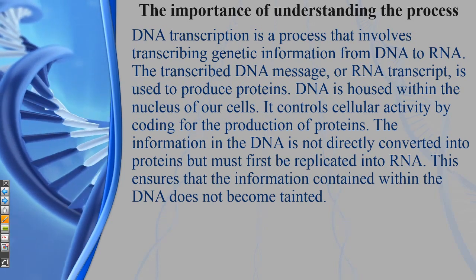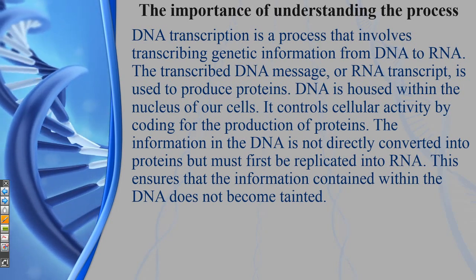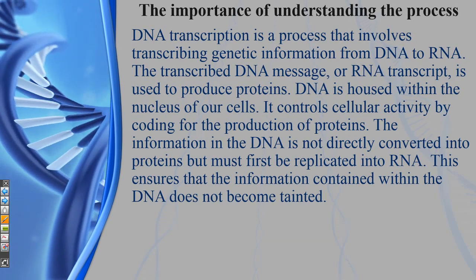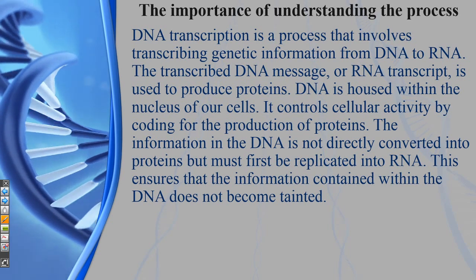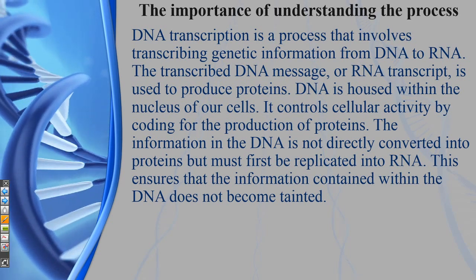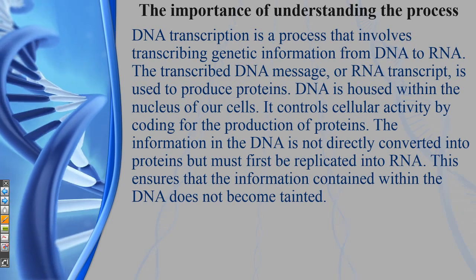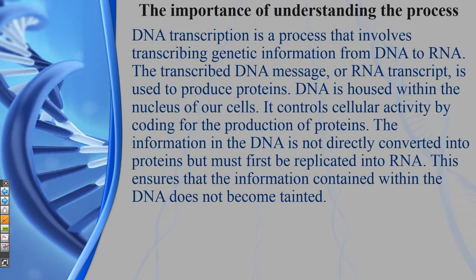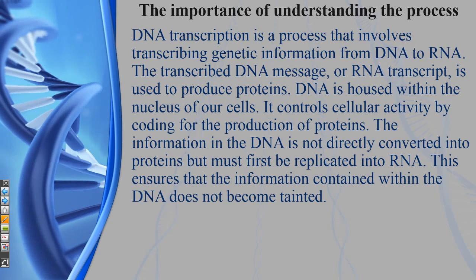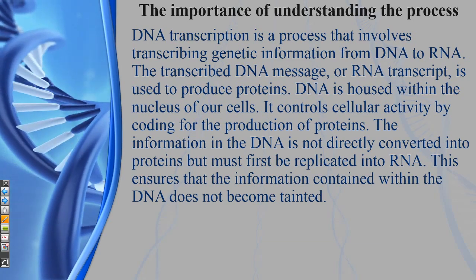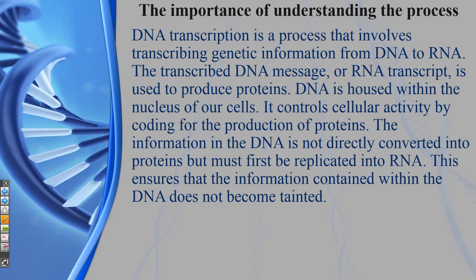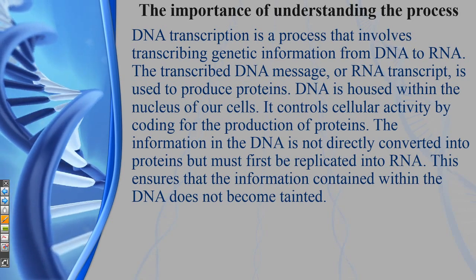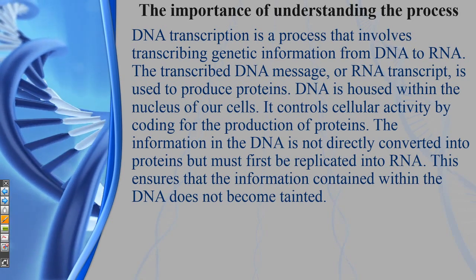DNA is housed within the nucleus of our cells. It controls cellular activity by coding. We're going to talk about coding and codons. Okay, coding for the production of proteins. So you're going to want to figure out, us coming together, we're going to be creating protein. The information in the DNA is not directly converted into proteins, but must first be replicated into RNA. Okay? This ensures that the information contained within the DNA does not become tainted.